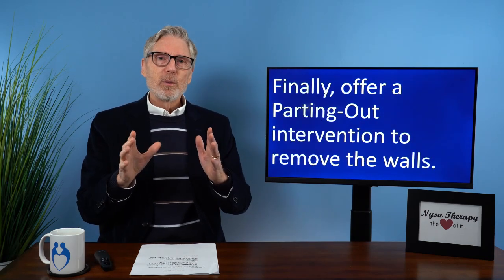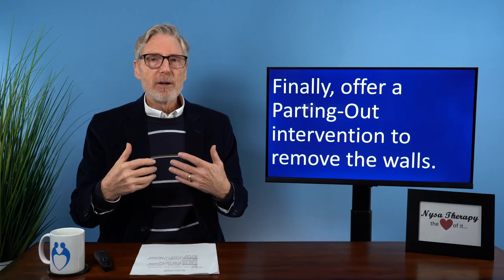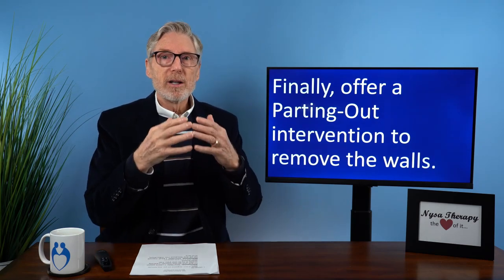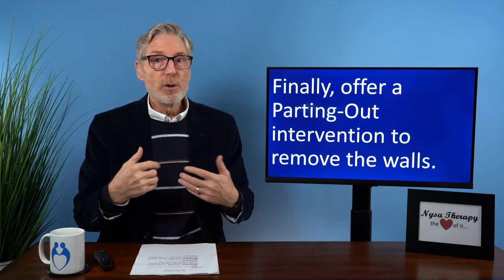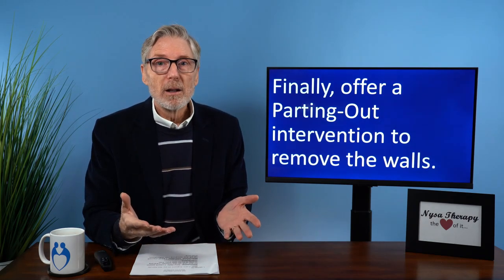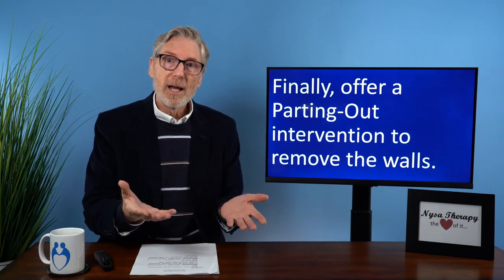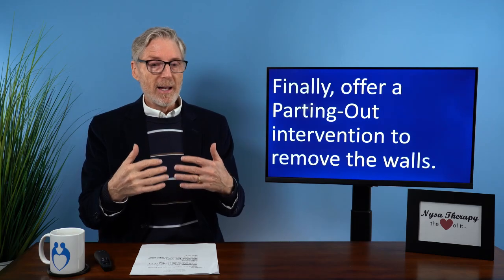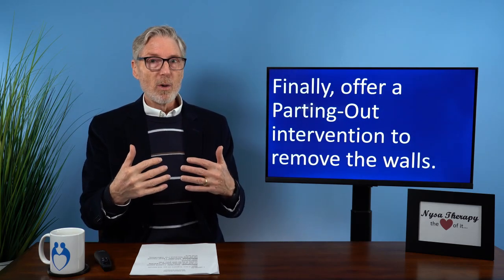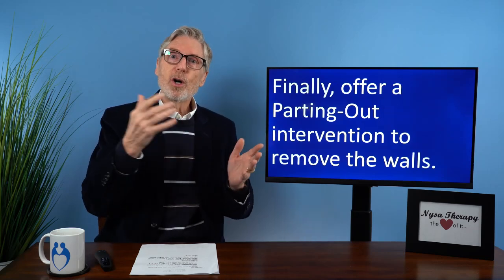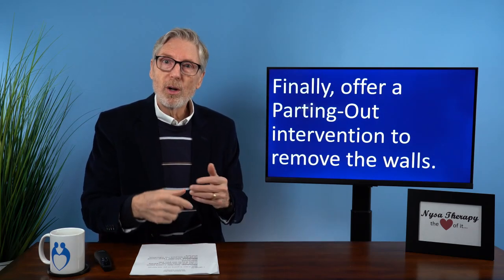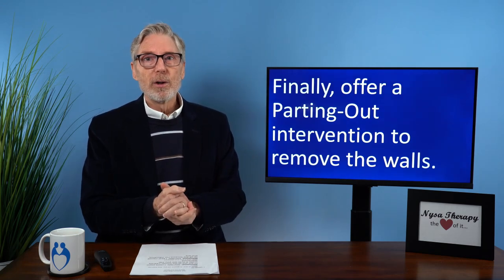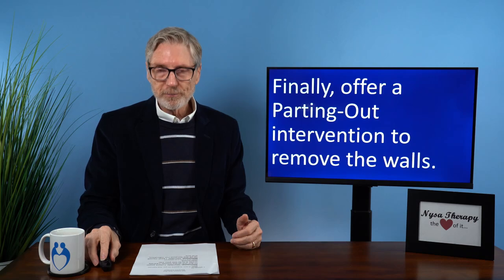Finally, we offer a parting out. We say, if you would like in the future, we have an exercise where we can take down your walls so that you can let in all the positive feelings that I'm having for you. And usually the answer to that is, well, I don't know about that. I'll think about it, but I like my walls right now. So as time goes on, we gradually take down those walls a little bit at a time, and eventually they're ready to have the walls come down through a parting out.